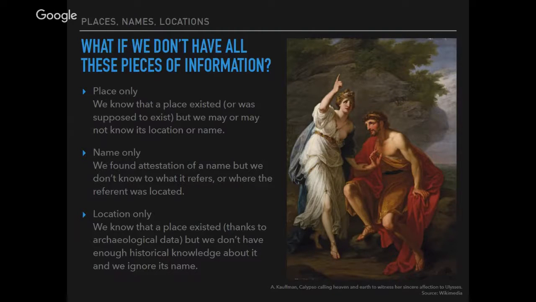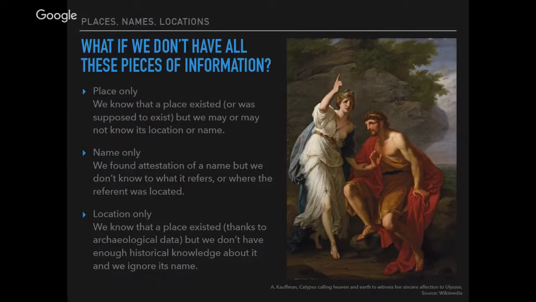So for example, a place that we know existed, or that people believed existed, like the island of Calypso, but we don't know exactly where that was, if there was, and what is its modern geographical name. Or we can have only the name. We find the attestation of the name on a coin or an inscription, but we have no idea of the exact location or the history of the place.